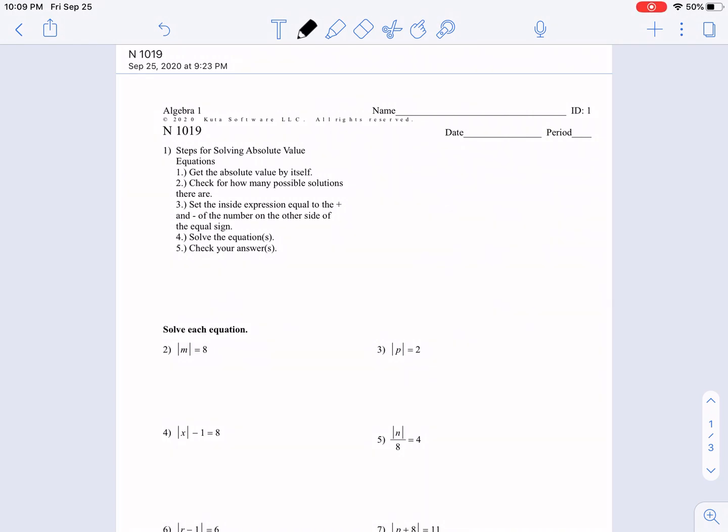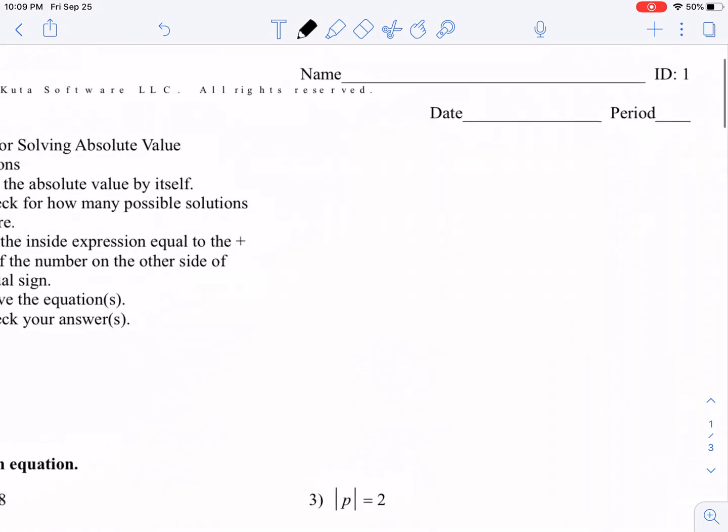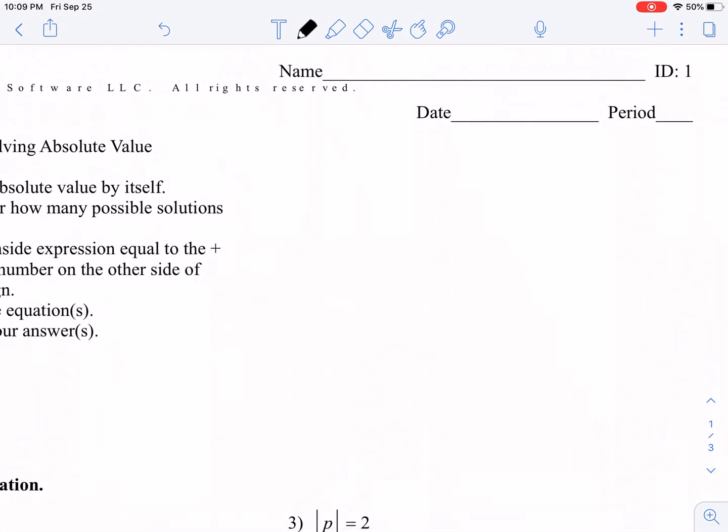Okay, so we're going to be talking about solving absolute value equations, but before we talk about solving, let's go back and review what we know about them, or maybe you have seen before, okay?